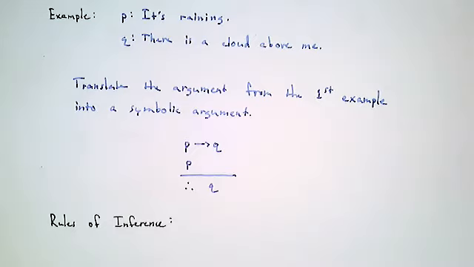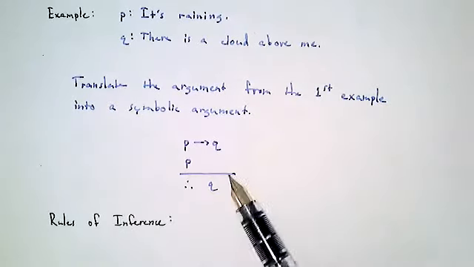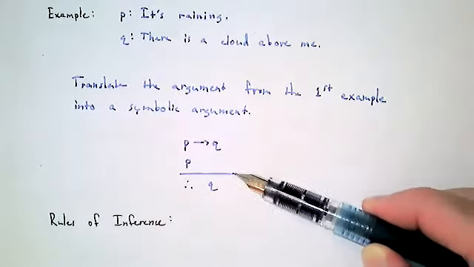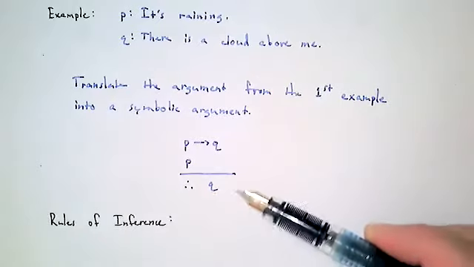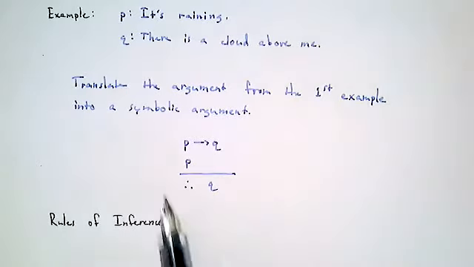Do you have to have the P and the therefore Q separated by the line? Yeah, so the line is what we use to separate the hypotheses, so the first 2 lines, from the conclusion. That's what this represents. Oh, okay. So it's kind of like a fraction, like you'd have the first part of the fraction and then the second part of the fraction.